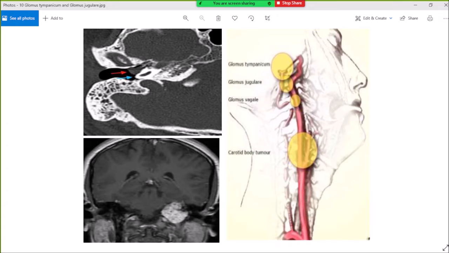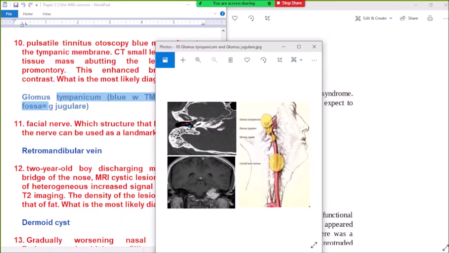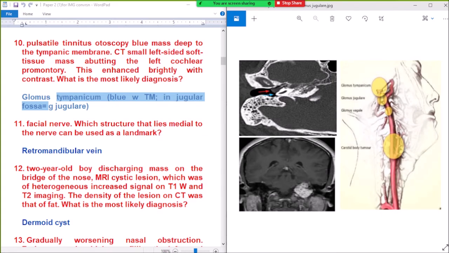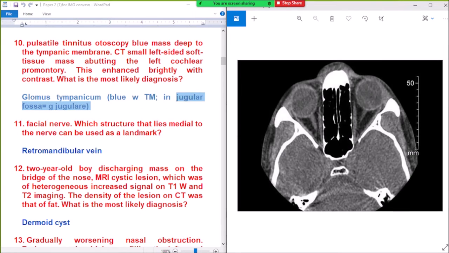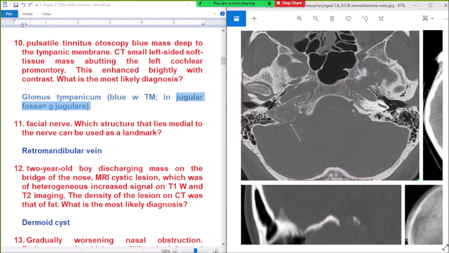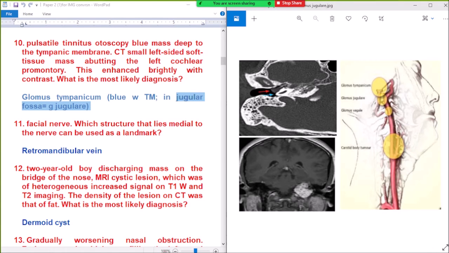Okay? So these are glomus tumors. When an MCQ on glomus tumor comes, you will see it. Now, the hints in the MCQ are: a blue mass deep to the tympanic membrane, or a mass in the jugular fossa, then it is glomus jugulare. Mass inside the jugular fossa, glomus jugulare, and mass deep to the tympanic membrane abutting the left cochlear promontory, so it is glomus tympanicum.